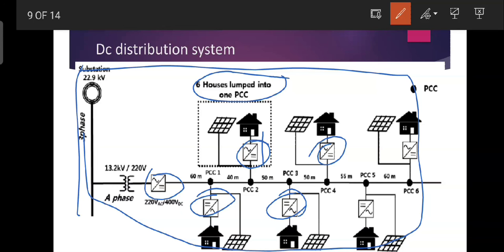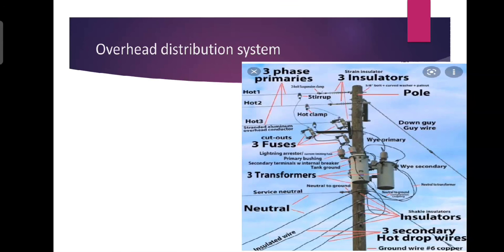AC distribution system is so easy. There is no requirement of this system. So AC system is less cost, and DC is very high cost to transmit the electrical power. Okay, so let's go to our overhead distribution system. Overhead distribution system comes under, as per the construction, point number 2.